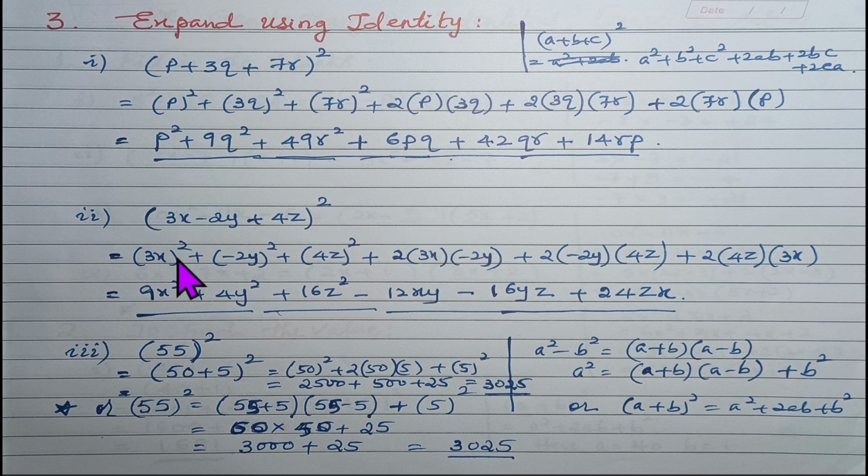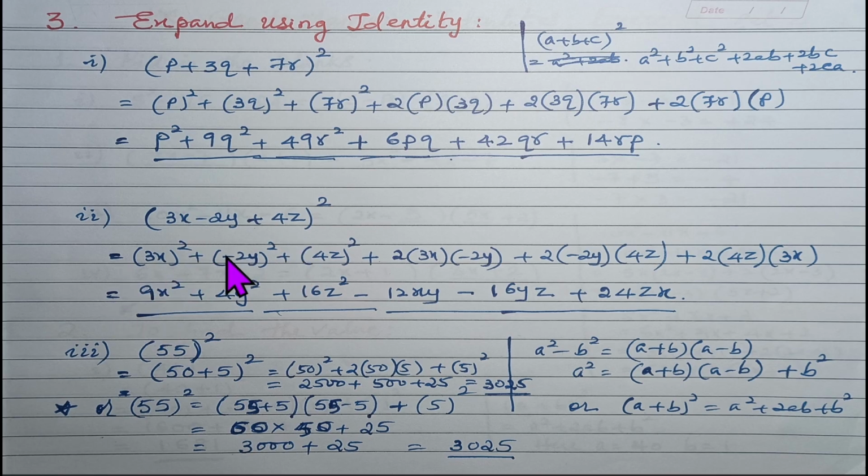So a square is 3x whole to square, b square will be minus 2y whole to square, c square is 4z whole to square, 2ab will be 2 into 3x into minus 2y, and 2bc will be 2 into minus 2y into 4z, and this will be 2ca, 2 into 4z into 3x. Now square it.